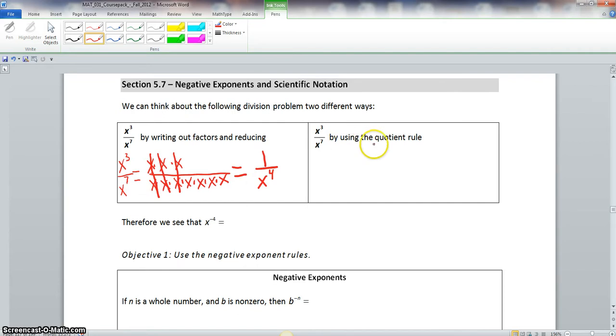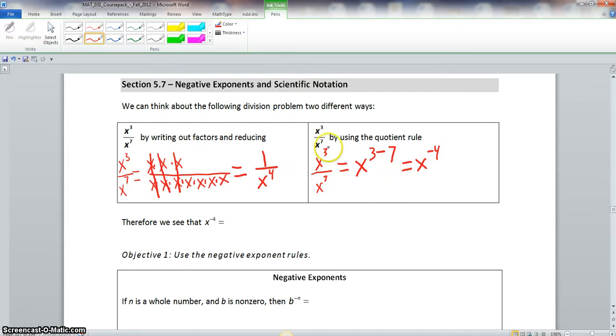Okay, now here we will use the quotient rule. The quotient rule goes like this. Whenever you have the same base, which we have here, we have x to the third over x to the seventh. We have the same base. The base is the x. So you would write the base, and then you would subtract the exponents. Now you would take the exponent of the numerator minus the exponent of the denominator. So we had x. This will end up being x to the power of negative 4.